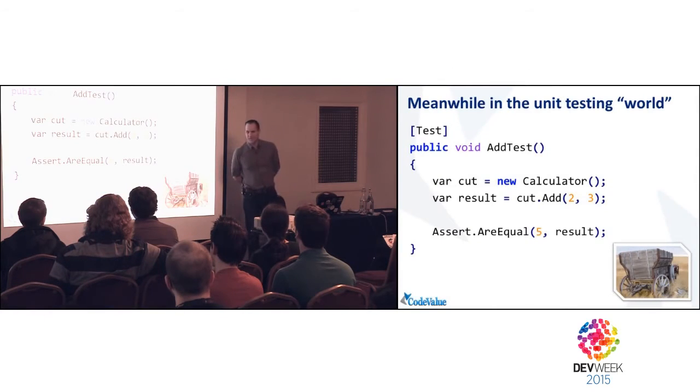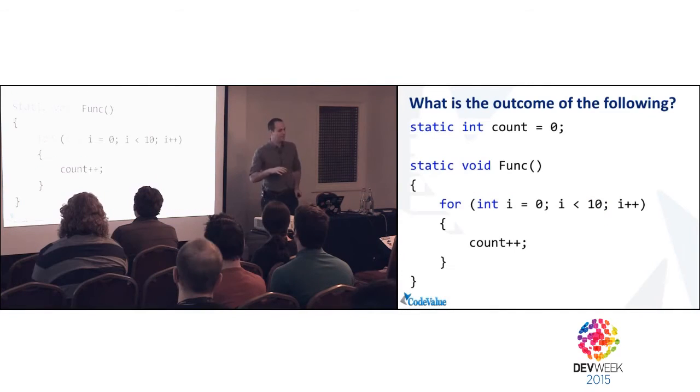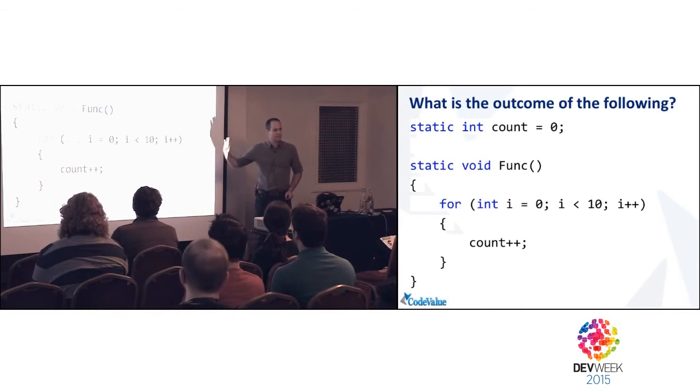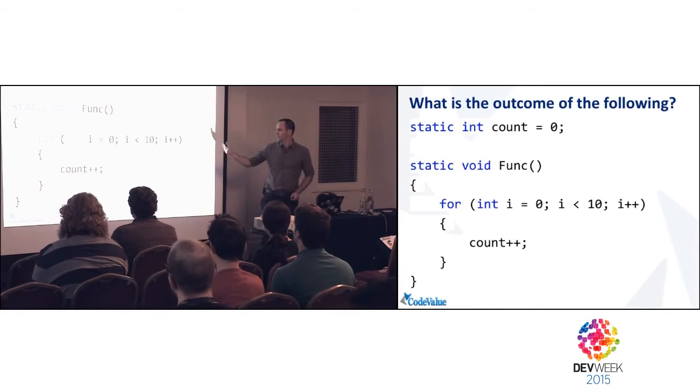The problem is unit testing hasn't advanced that fast. Look, I would get people thinking there's a trick. So the first thing I say is, what does this code do? No trick. I promise you, no trick. So what does this code do? If I print count at the end of it, what will I get?